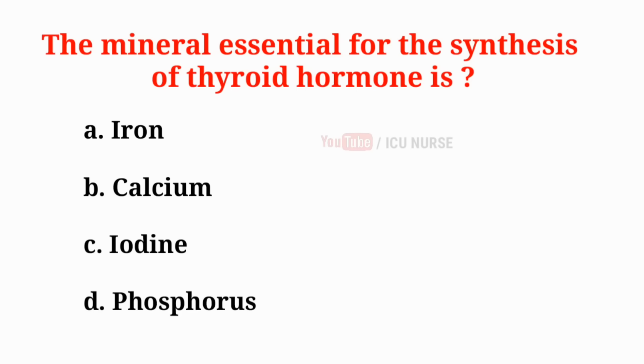The mineral essential for the synthesis of thyroid hormone is: A. Iron, B. Calcium, C. Iodine, D. Phosphorus. And the correct answer is C. Iodine.